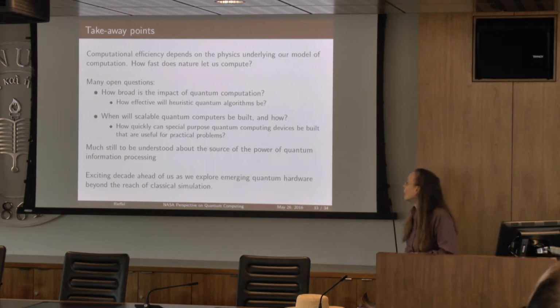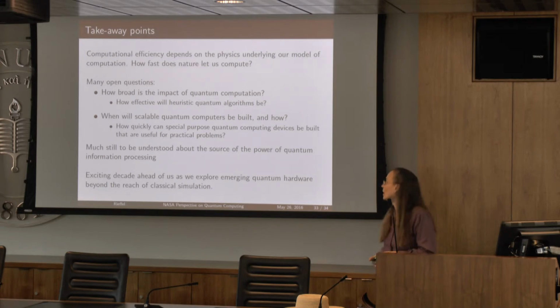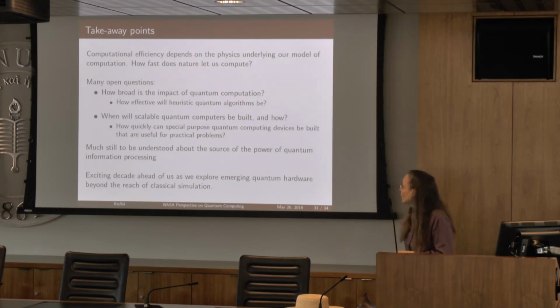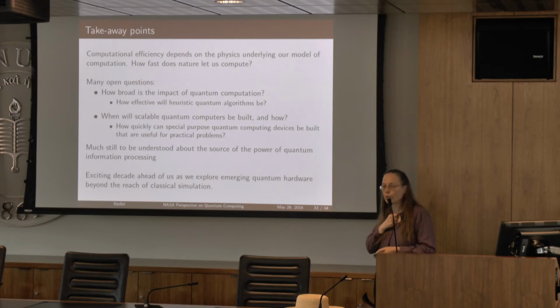Takeaway points. One of the things I hope you walk away with is that what we can compute really depends on what the physics is of the situation. And so changing our underlying model of computation from a classical physics model to a quantum physics model changes what we can do computationally. There are also many open questions. One of the ones we're most fascinated by is, how broad will the impact be of quantum computation? And how will that happen? What are the algorithms that we're missing so far? And we're particularly interested in heuristic algorithms where we can play with the hardware and see what happens.